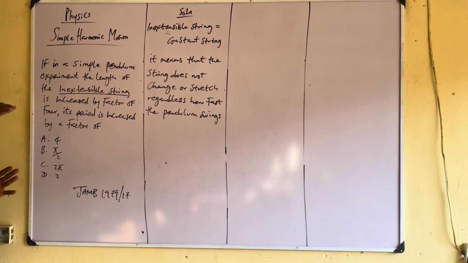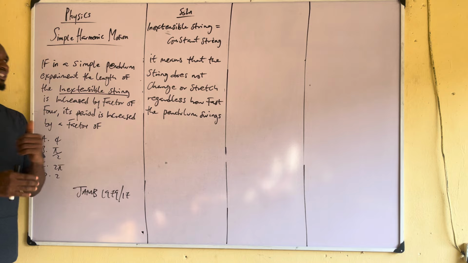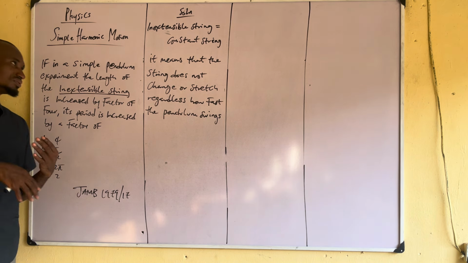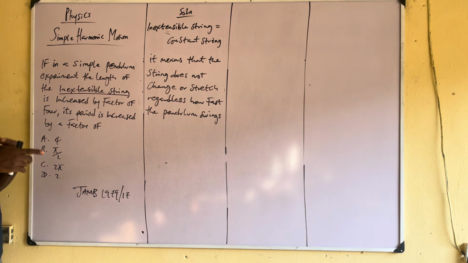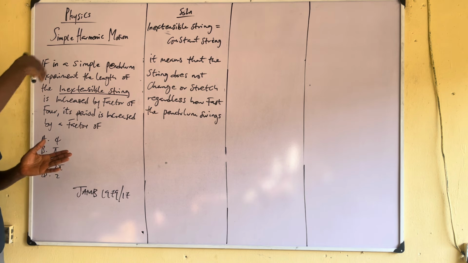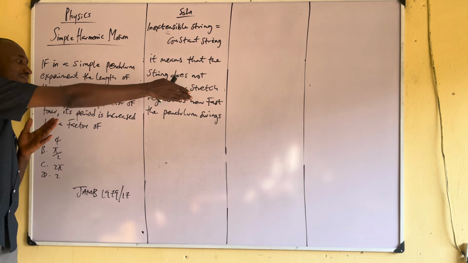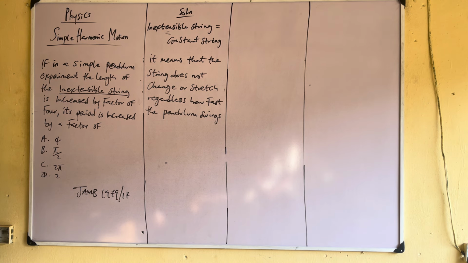But let's not dive into the theory. I've explained to you what inextensible string is, and that inextensible string is equal to constant string, inextensible length equal to constant length. So in terms of length, this means that the length does not change or stretch regardless of how fast the pendulum swings. Did you understand? Good. Now, according to the question, it is increased by a factor of 4. Its period is increased by a factor of what?